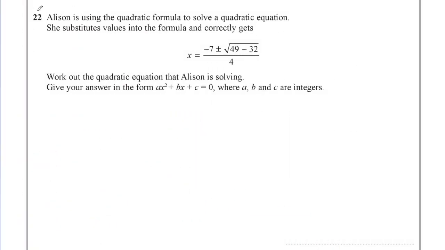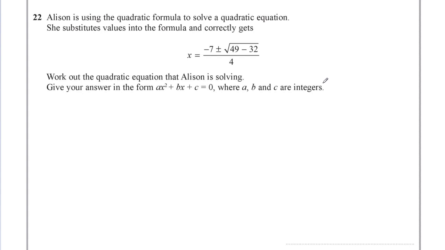Question 22. Alison is using the quadratic formula to solve a quadratic equation. She substitutes values into the formula and correctly gets this lot. Work out the quadratic equation that Alison is solving. Give your answer in the form ax squared plus bx plus c equals 0, where a, b and c are integers.